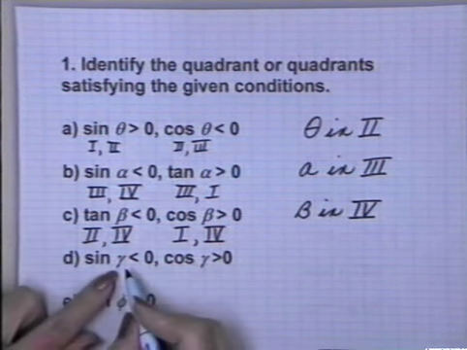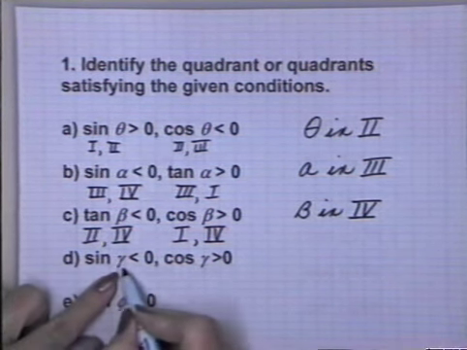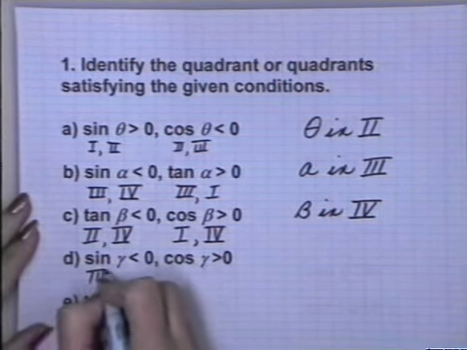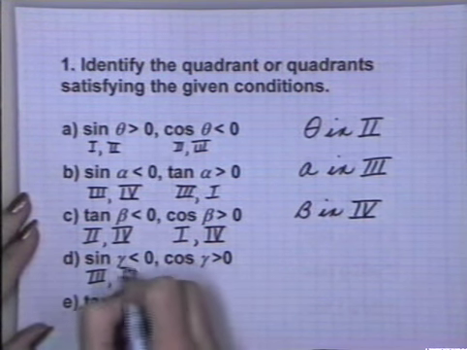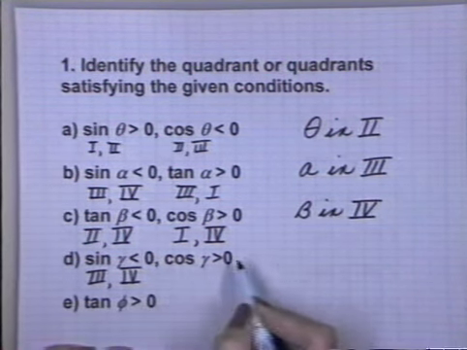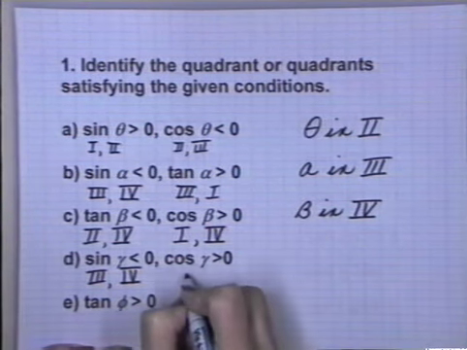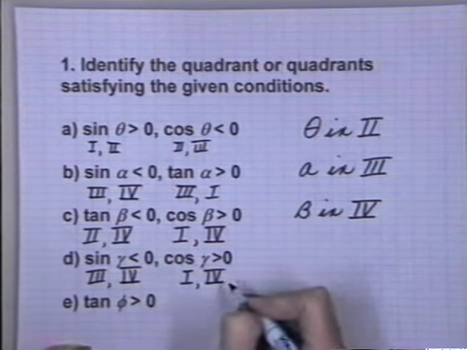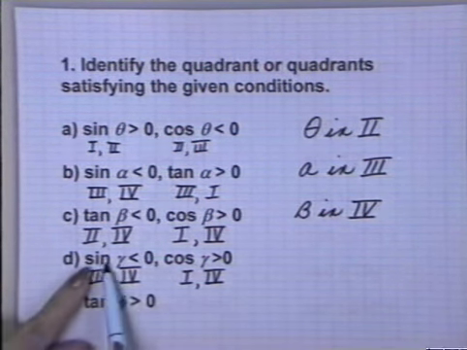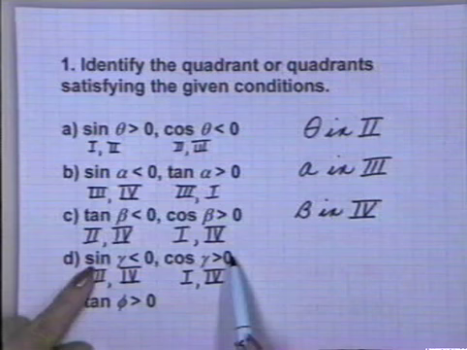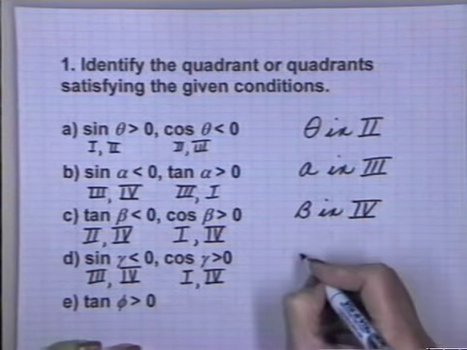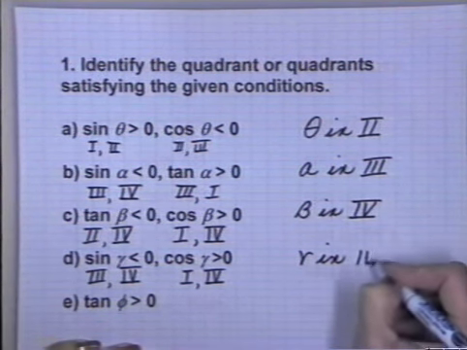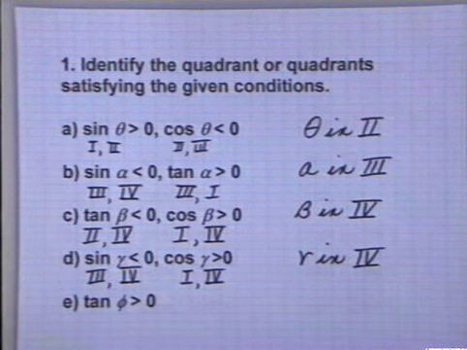For D, we have the sine of gamma is less than 0. Let's see, the sine's negative in the third and fourth quadrants. The cosine of gamma is greater than 0. The cosine is positive in the first and fourth quadrants. So the quadrant where the sine is negative and the cosine is positive would be the fourth quadrant. So gamma has a terminal side in the fourth quadrant.